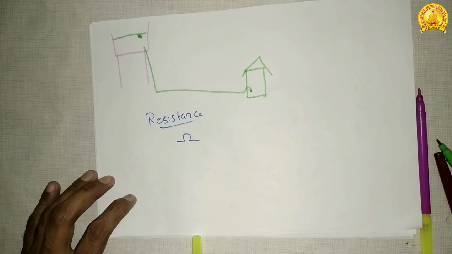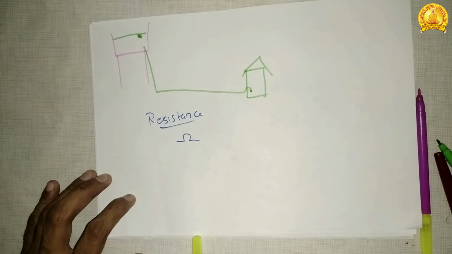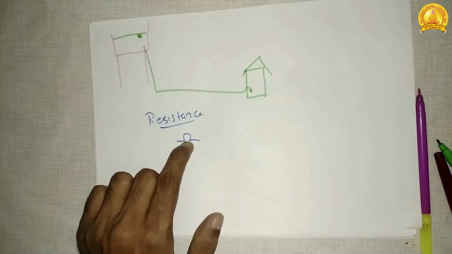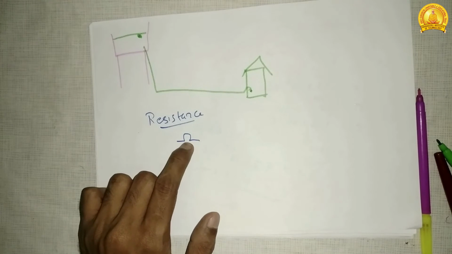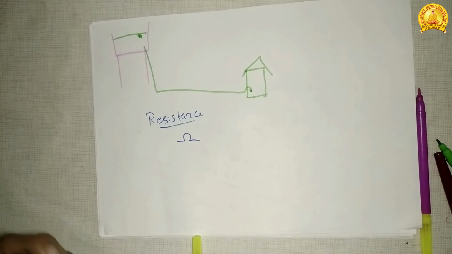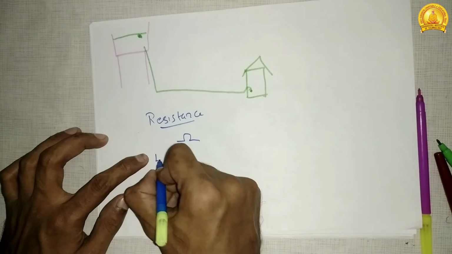So the unit of resistance is ohms, and the multiples and submultiples of ohms are mega, kilo, centi, milli, micro, etc. So what are the laws of resistance?